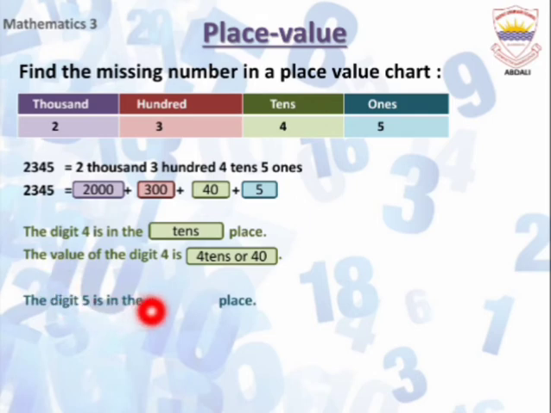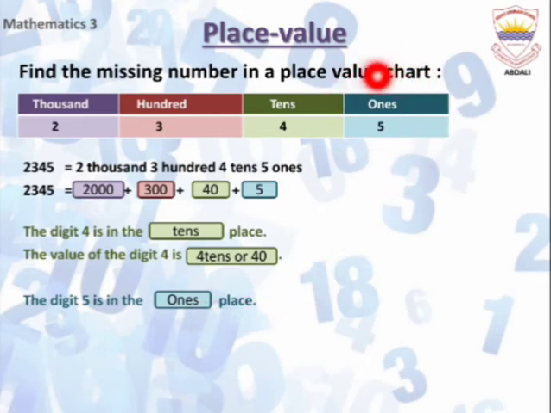Now students, let's find which place the digit 5 is in. Students, tell me, in which place is the digit 5? The digit 5 is right under ones.